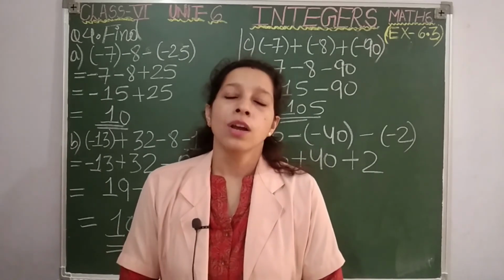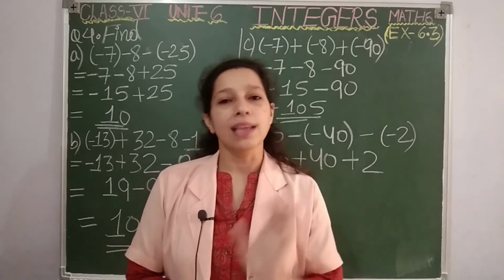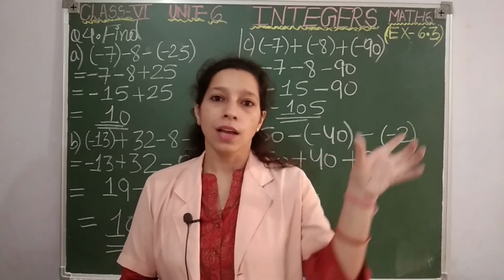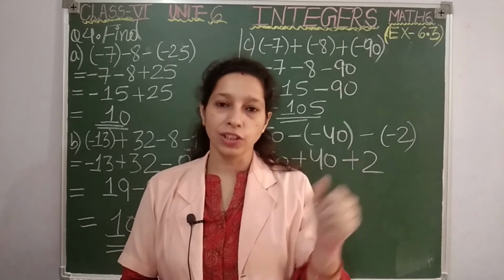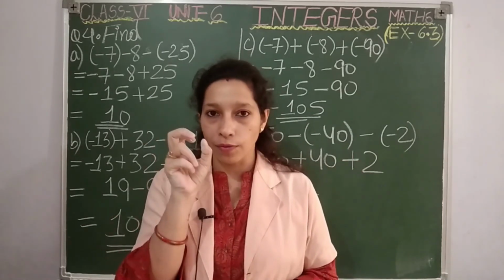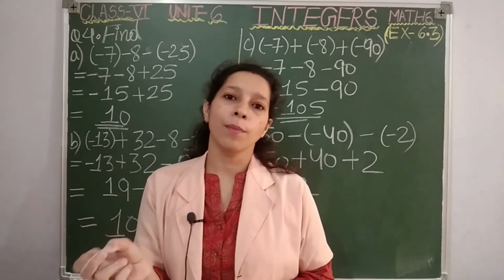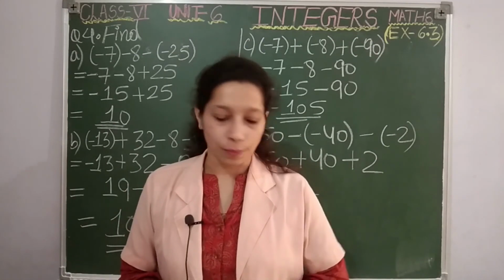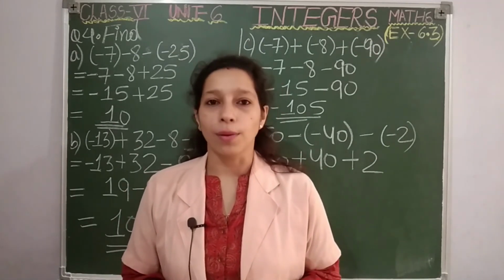Okay students, so this is a very short and simple chapter. Only 2 rules you have to remember. First rule is the rule for addition and subtraction, and the second one is, while adding or subtracting, see which is the greater number and what sign it has. That sign only will appear in your answer. So students, with this we have completed the chapter.